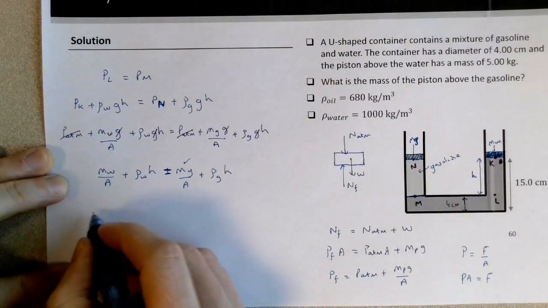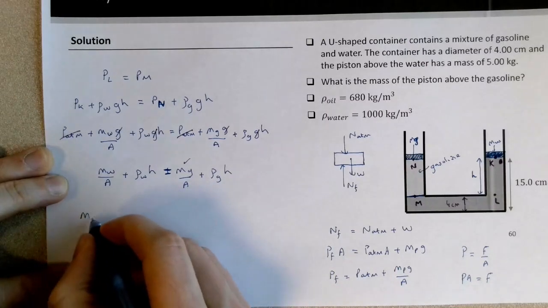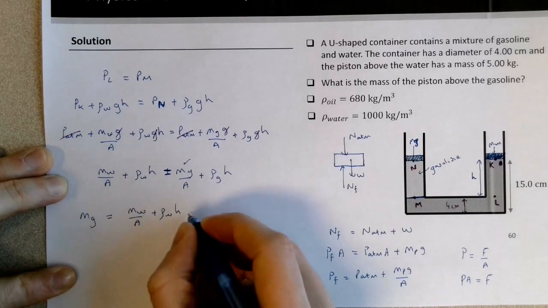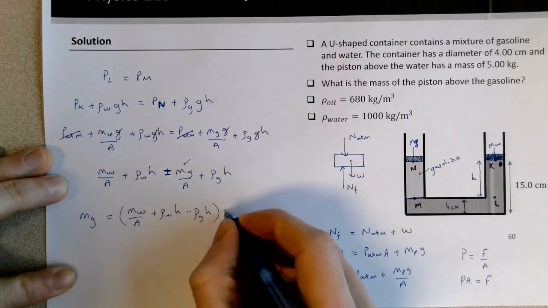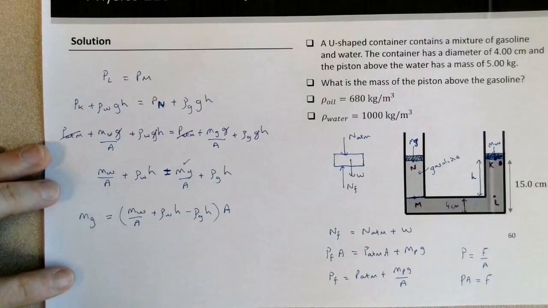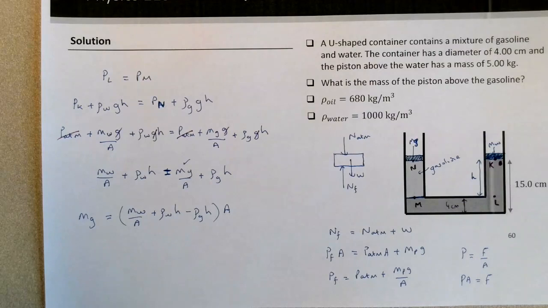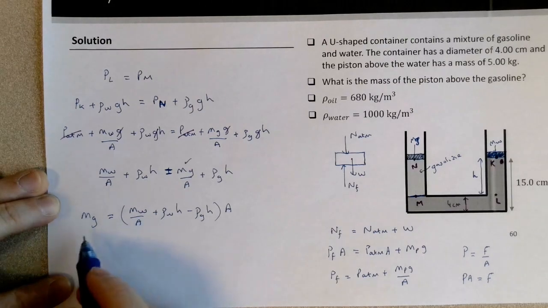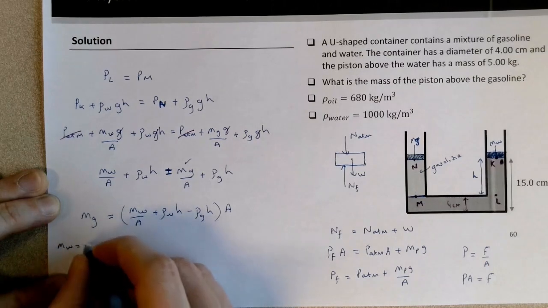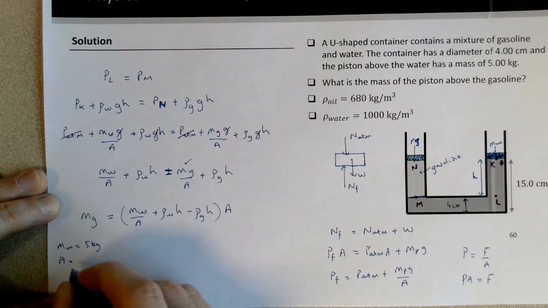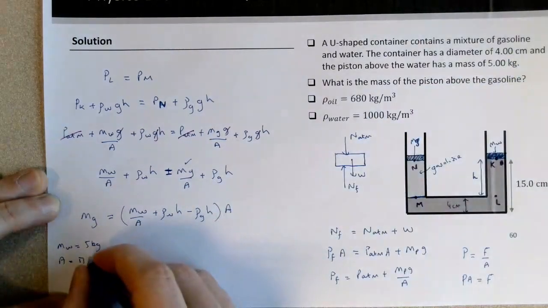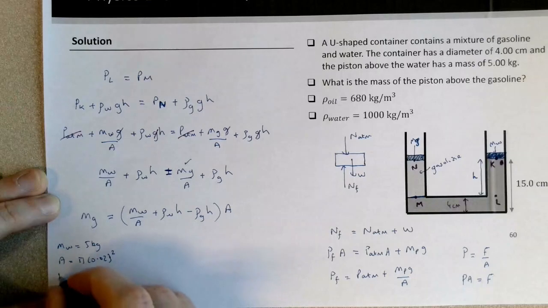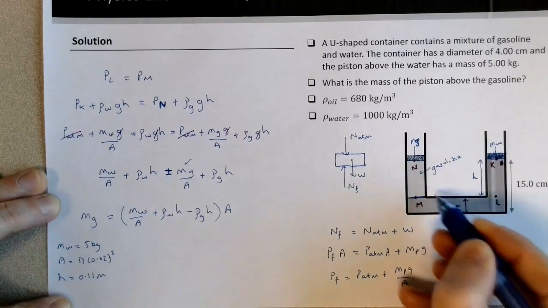So I will first bring this across. The mass of the gasoline piston is MW over A plus rho water times H minus rho gasoline times H, all multiplied by A. If I just give you the values here, the mass of the water is 5 kilos, the area is going to be pi times the radius squared, so 0.02 all squared. The rho of the water is given, and H is 0.11 meters, which is 15 minus 4, so that's the height of those columns.